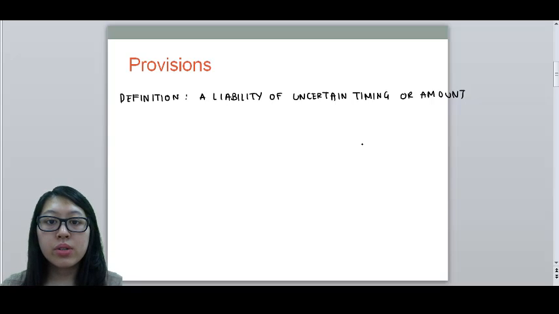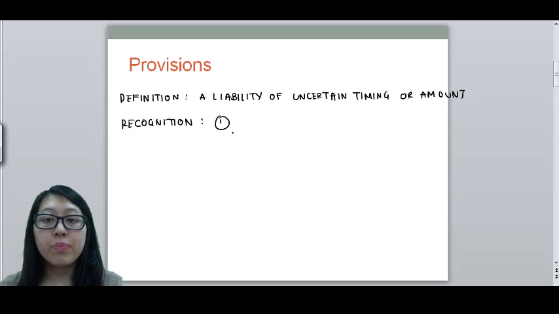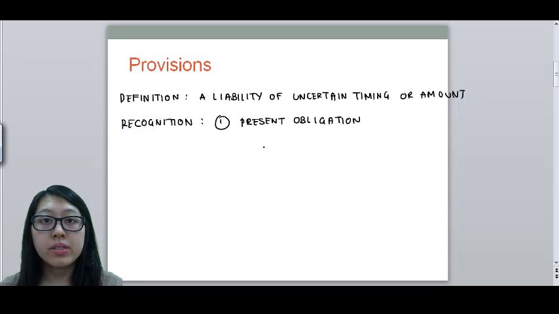So the next question is, how do we recognize a provision for the first time in our financial statements? Well, there are three criteria that all have to be met. I repeat, all of these have to be present in order for us to recognize a provision. The first one is that we have a present obligation. So the past event has happened. I have been sued, or I have been facing a legal claim in my financial year, so I know that I do currently owe someone some economic compensation.